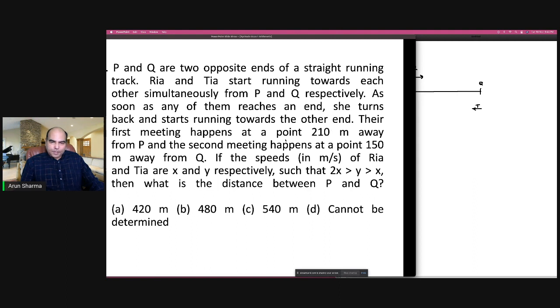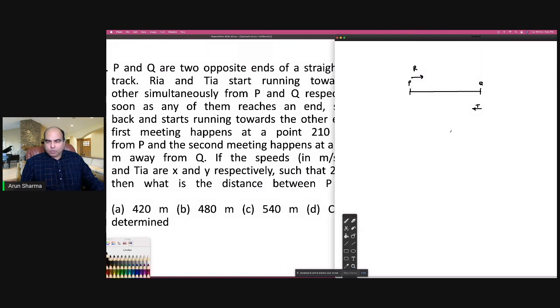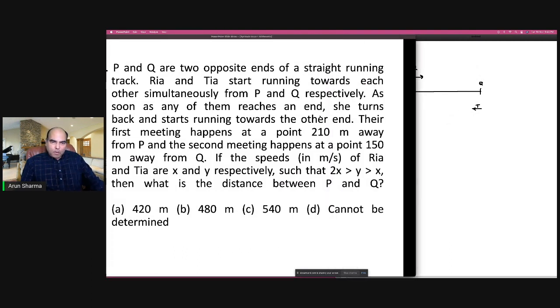The first meeting happens at a point 210 meters away from P. So what you are told is, as soon as somebody reaches an endpoint, whether it's Ria or Tia, they start coming back to their original position. Okay? So that much is okay. And it says as soon as any of them reaches an end, she turns back and starts running towards the other end. And so that we've understood. So the next line says the first meeting happens at a point 210 meters away from P.